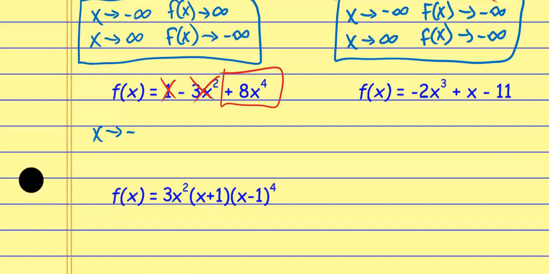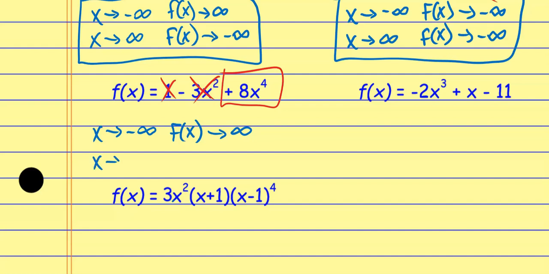So as x goes to negative infinity, again, I'm raising it to the fourth power. Any negative value to the fourth power gives me a positive. So then if I have a positive times a positive, because it's a positive 8, it's still going to give me a positive infinity.